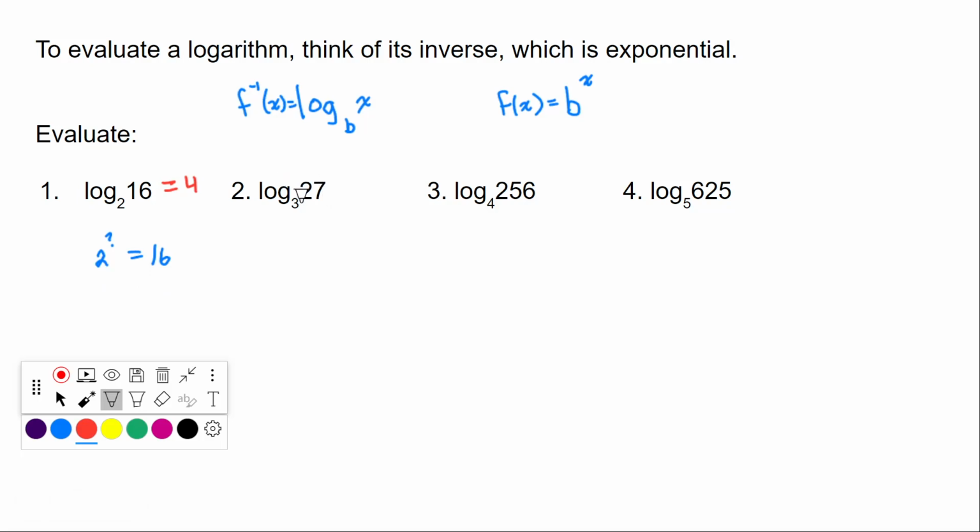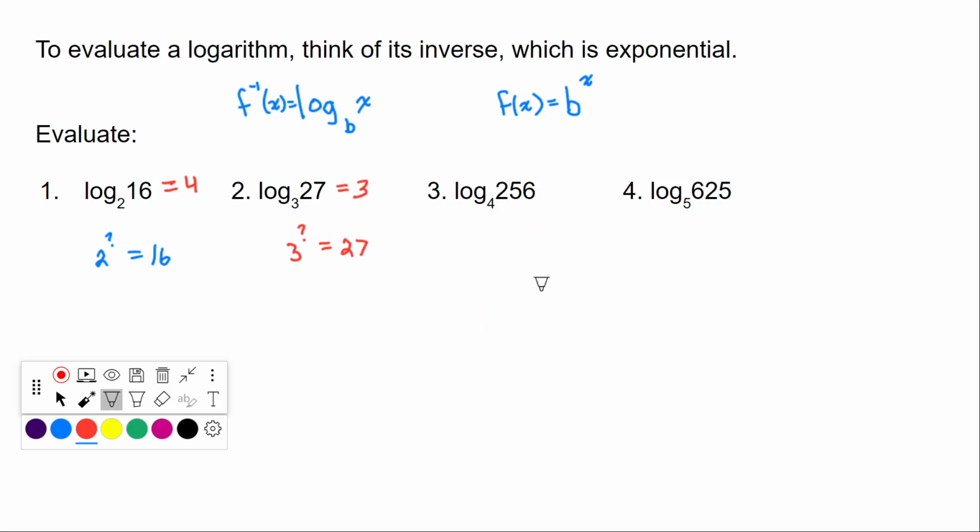When we're doing log base 3 of 27, we need to ask ourselves what exponent, what power of 3 will equal the 27. Well, we know 3 squared is 9. 9 times 3 is 27. That means it's going to be 3 to the 3rd power.